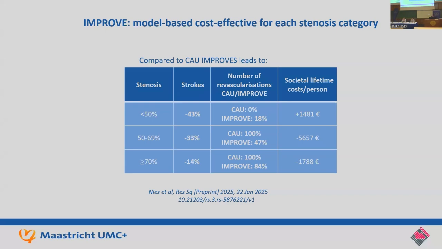In the categories of patients with 50% stenosis or higher, in the care-as-usual simulation, all patients underwent revascularization. In the IMPROVE arm, this could be reduced to 47% for patients with 50 to 69% stenosis and 84% for patients with 70% stenosis or higher, because now these patients were actually identified as being at low risk. And this also led to a reduction in strokes, because now the low-risk patients did not need to undergo a revascularization, so there were fewer perioperative strokes.